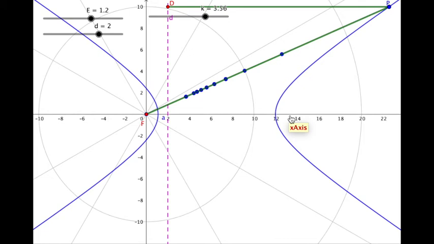So that's the polar form of conic sections. This one, of course, is only going left and right. I'd have to create a whole different one to force these things to go up and down.